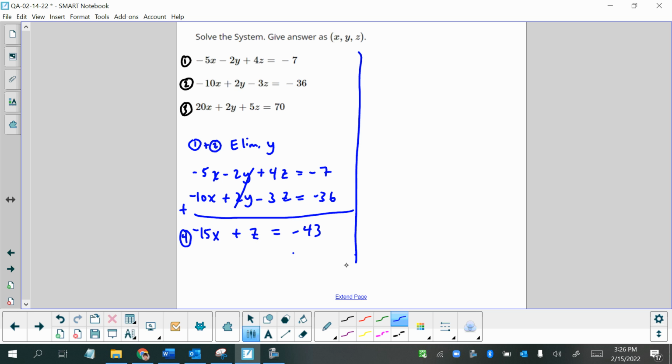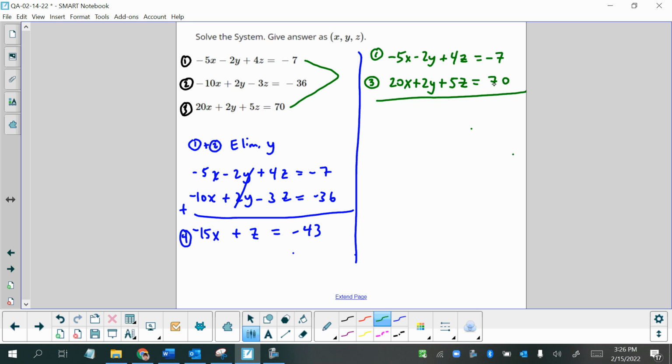Now I'm going to use another combination of two of the original equations and eliminate y again, so that I can make a fifth equation to be used with the fourth equation. All right, so how about the first equation and the third equation together? I'm going to take equation 1 and copy it down again: negative 5x minus 2y plus 4z equals negative 7. Then I'll copy down the third equation, 20x plus 2y plus 5z equals 70.